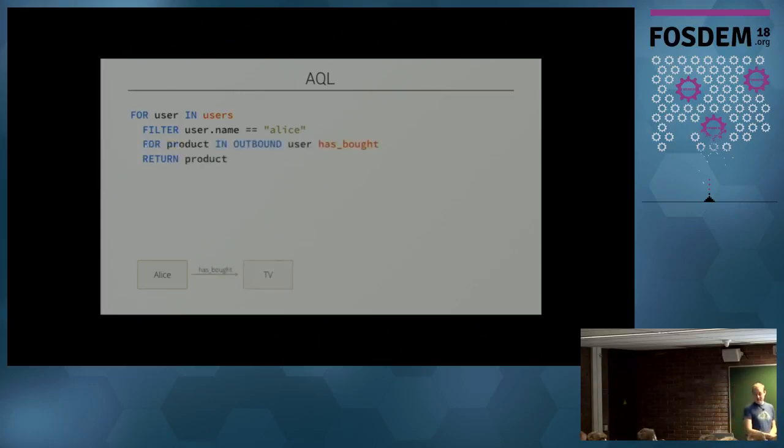And as promised, we can combine it with graph traversals. So we now have, at this point, a user in our hand, and we want to continue starting at this user. So for a product, which is, again, the variable returned by the following statement, in one outbound step, starting at the user following the relation has bought, return this product. Then we end up with this following pattern. We start at Alice, which is pretty much defined, find one edge and connect to one product.